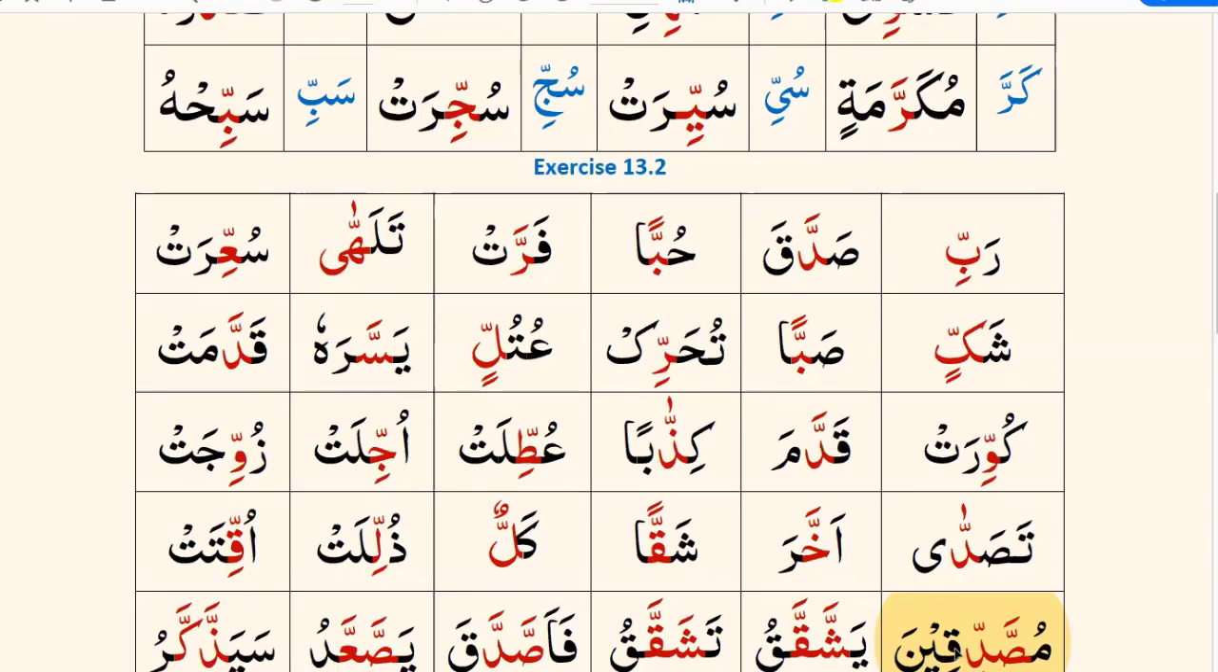Okay. So we've got qaf, and we've got a ya. Qi. And then we have a noon with a fatha, na. Musaddiqin. Okay, make sure that the meem isn't separate. You have to join it to the sad. Musaddi. Musaddiqin.